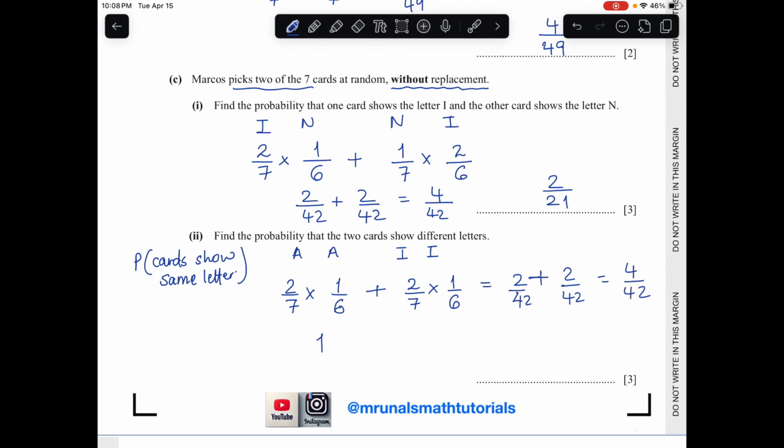And then 1 minus 4 out of 42. This is going to give me the probability that the cards show different letters. So this is the easiest way to work out this example. That is going to be 19 out of 21. So your final answer is 19 out of 21.